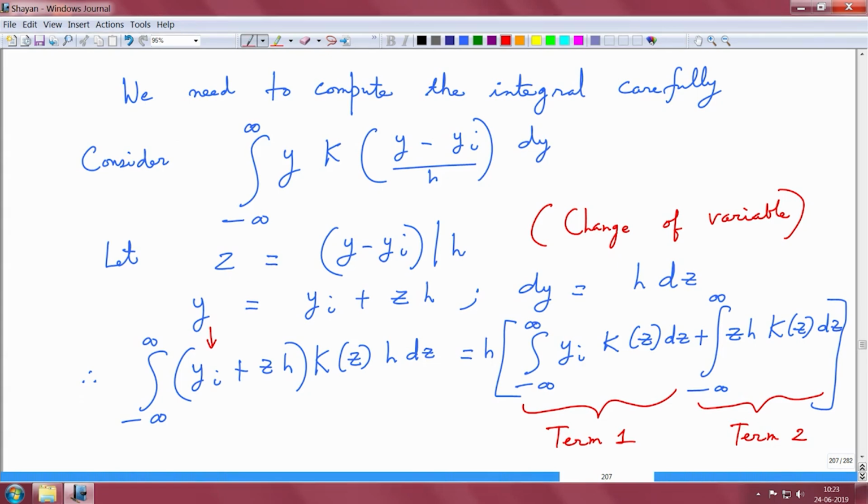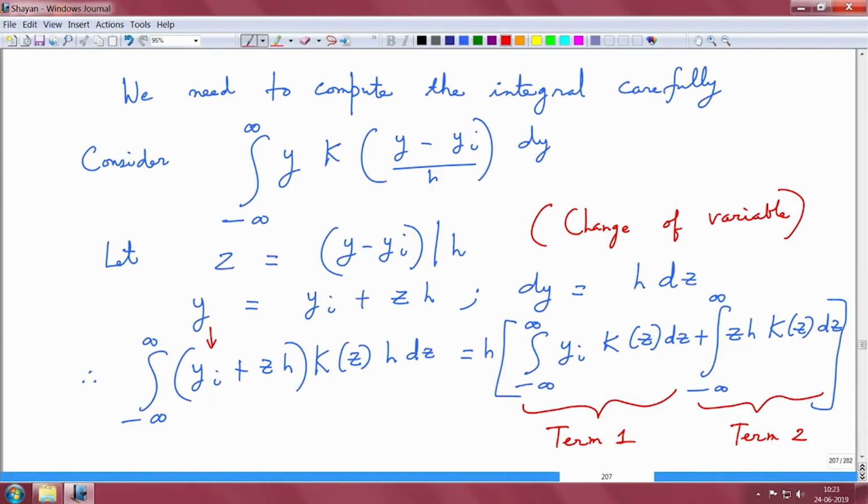Now, the reader or the student can see very clearly why we want to invoke the two properties of normalization and symmetry. The first property is invoking the normalization. yi is basically a constant, you pull this out of this integral, it is K of z dz, and the integral of this kernel essentially is going to be 1. This is the normalization property. So, this basically evaluates to 1. So, yi is pulled out, and then let us look into term 2.